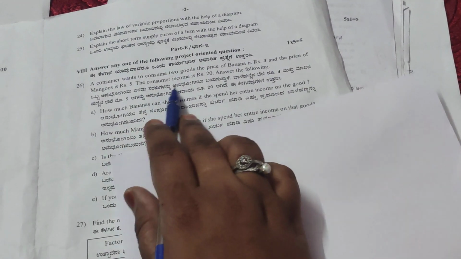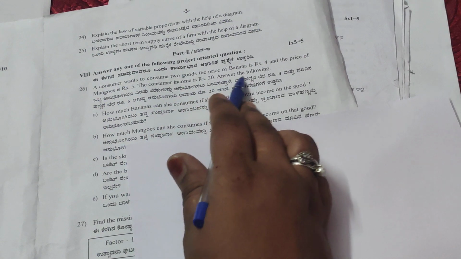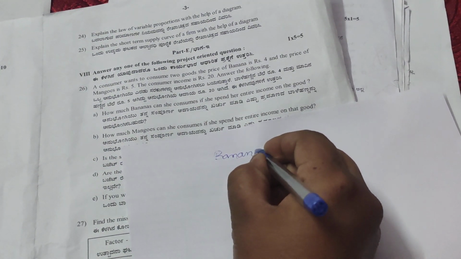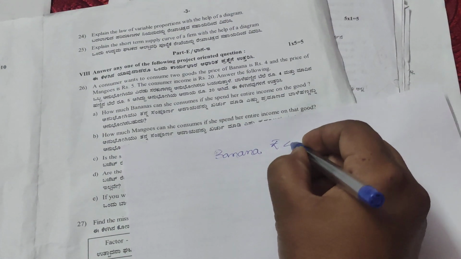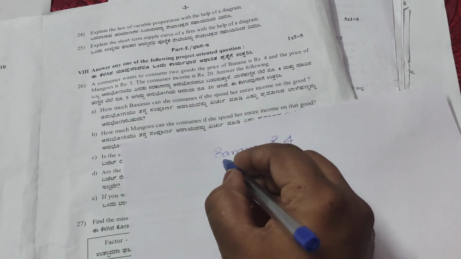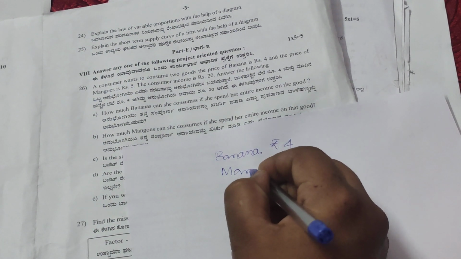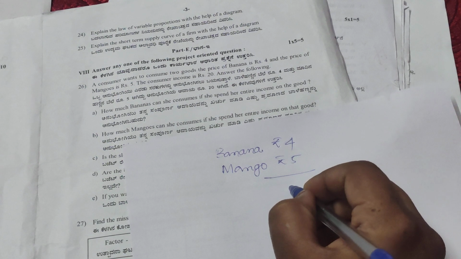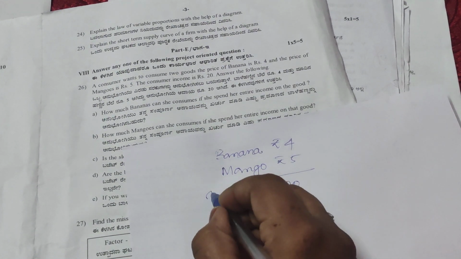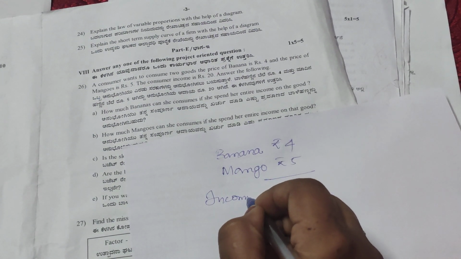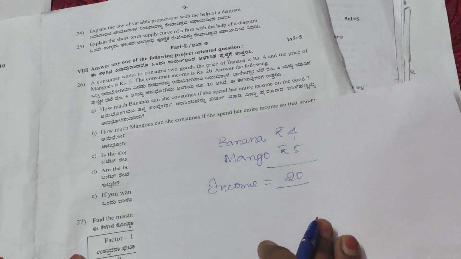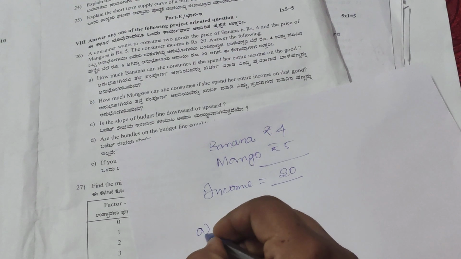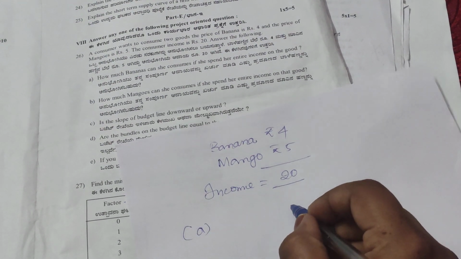A consumer wants to consume two goods. The banana price is ₹4, and the mango price is ₹5. Income is equal to 20. How many bananas can she consume if she spends her entire income on bananas?